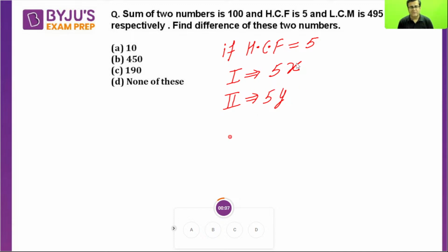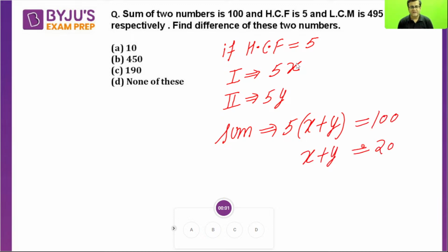Is this clear? Now, the sum of both numbers is 5x plus 5y. The sum is equal to 100. So x plus y will be equal to 20. Is the point clear? Very first thing, the sum of both numbers, 5x, 5y, is 100. So x plus y is equal to 20.